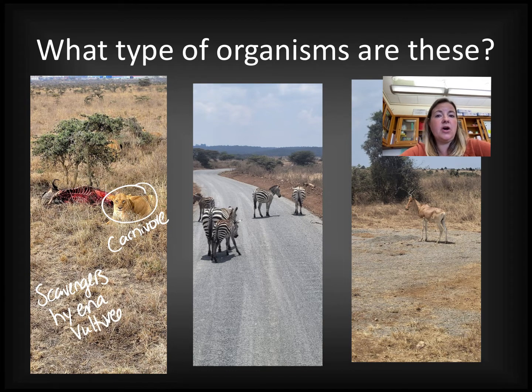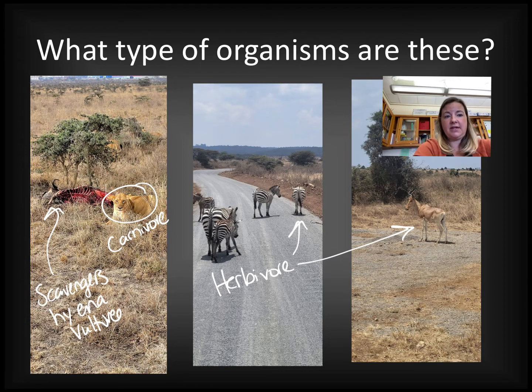The zebras here are herbivores. They are going to be plant eaters. They eat the grasses throughout the savanna. The same with this gazelle. He is going to be eating things such as the plants and the tree matter in the savanna.